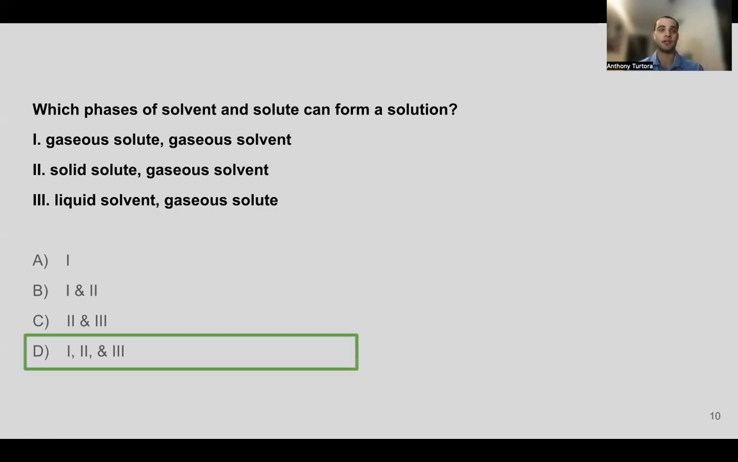And this is important because all phases can be combined to form a homogeneous mixture. And that is essentially the definition of a solution. So the important point about this is that all phases can exist and form a solution.